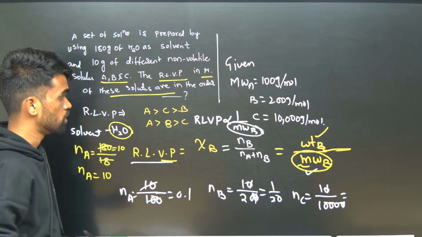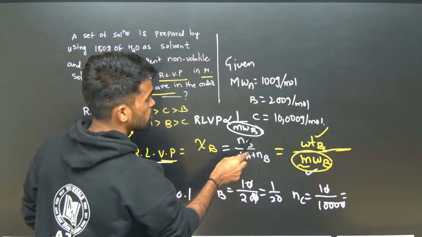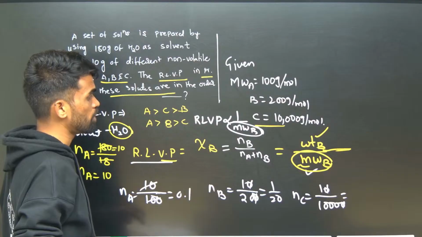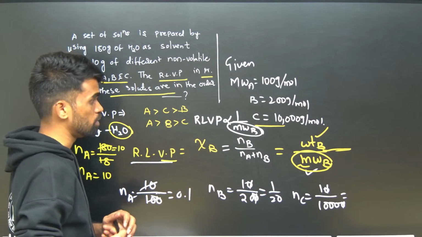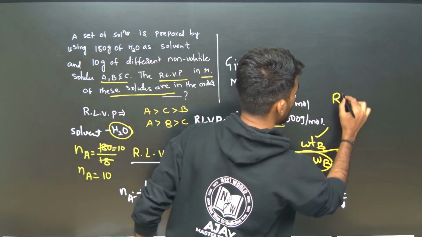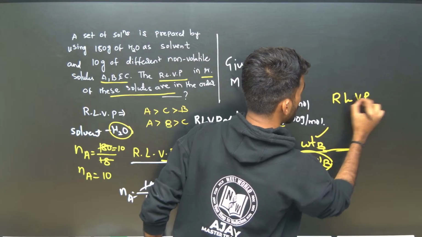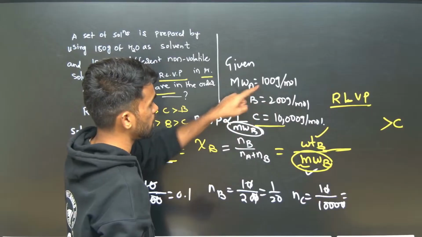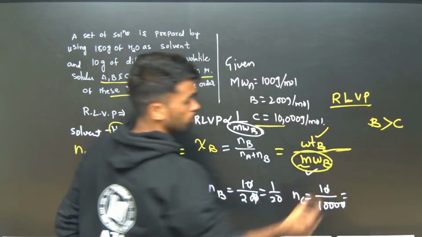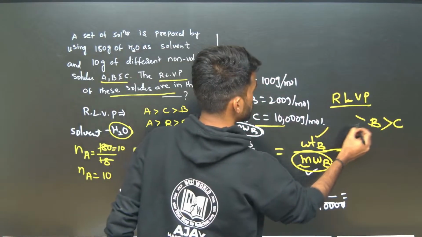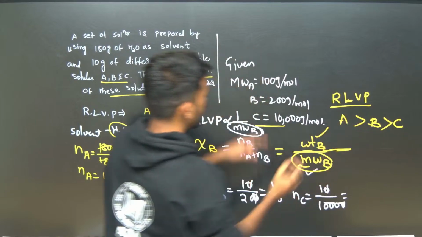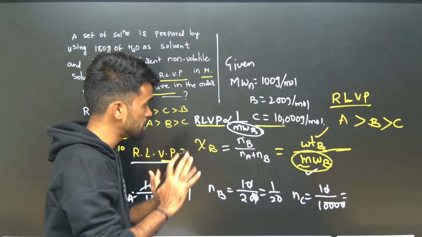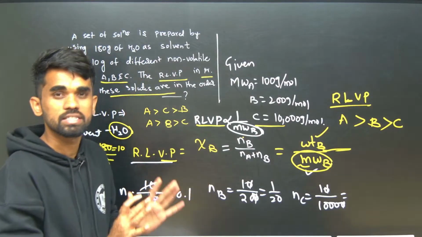Which is having larger molecular weight? C. So it will be having lower RLVP. So I can say the RLVP order is: C is least, after that B is more than C, and highest is for A. Why? Lower molecular weight, greater will be its RLVP. That's it. This is the concept you need to use to answer this kind of questions.